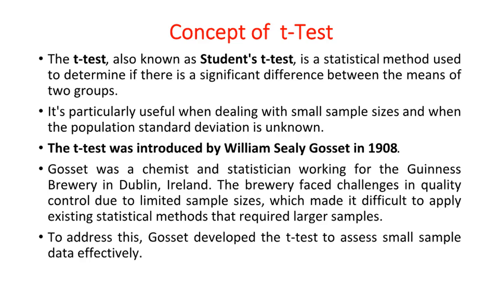The t-test was introduced by William Sealy Gosset in 1908. Gosset was a chemist and statistician working for the Guinness Brewery in Dublin, Ireland. The brewery faced challenges in quality control due to limited sample sizes, which made it difficult to apply existing statistical methods that required larger samples. To address this, Gosset developed the t-test to assess small sample data effectively.